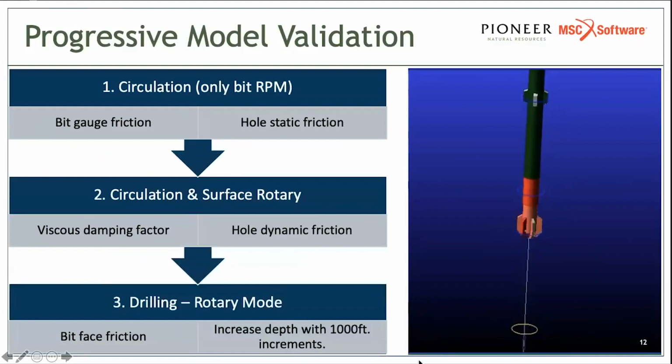In addition to the video, you can see that we are able to model different states of a drilling operation. After a connection, what I do here is I circulate the fluid and only rotate the bit. At this point, I tune the bit gauge friction. Afterwards, I introduce the surface RPM, and now I have a dynamic situation, so I'm tuning the whole dynamic friction and viscous damping. Then, on bottom, I start drilling, tuning the bit face friction parameter and increasing the depth by 1,000 feet increments. This was something that wasn't done much in this program, as we didn't have a consistent method of calibration.